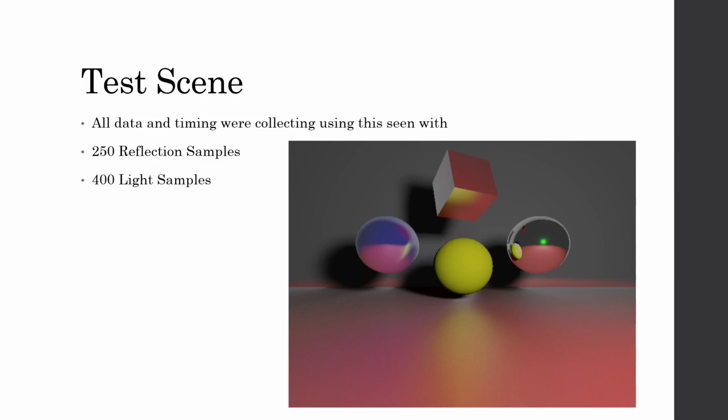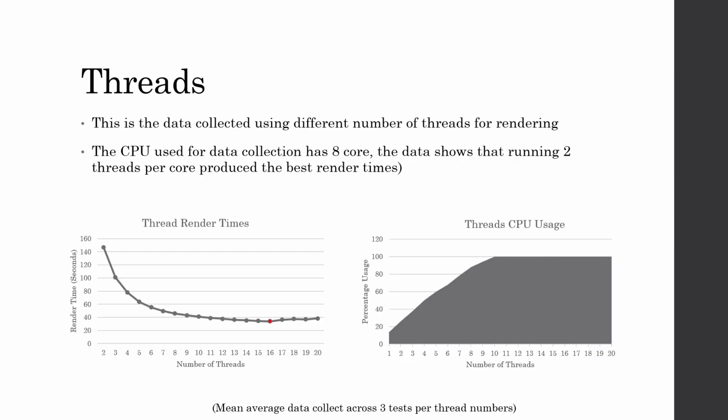All data collected for the analysis was gathered from this scene using these default parameters. This data shows the effects that increasing the number of threads has on the render time. As you can see, initially there is a dramatic decrease in the render time, however this levels off around 8 threads. This is because the CPU I'm using has 8 cores. However, the optimal number of threads is actually 16, which suggests that running 2 threads per core is actually more efficient.